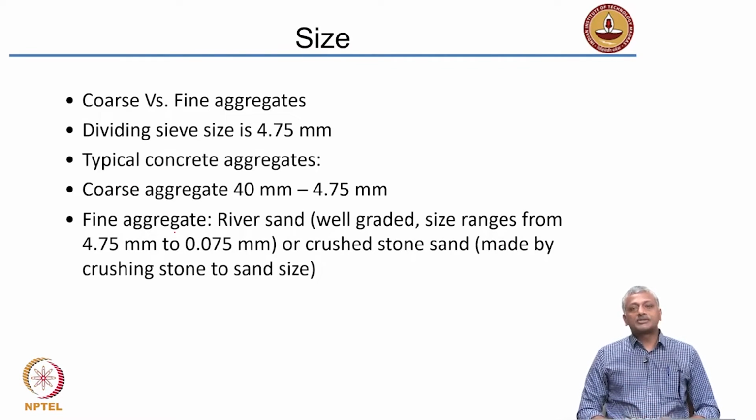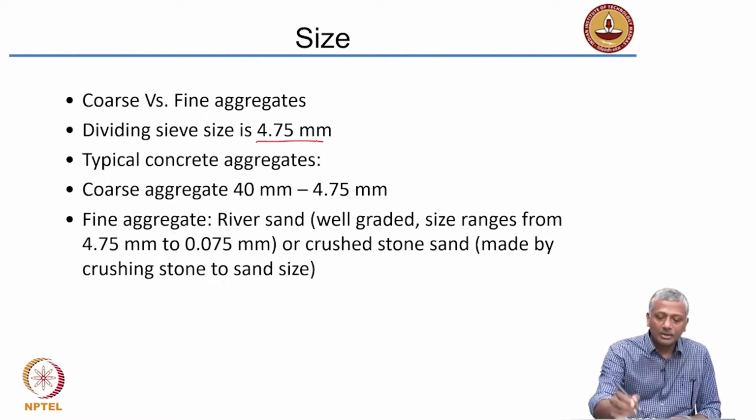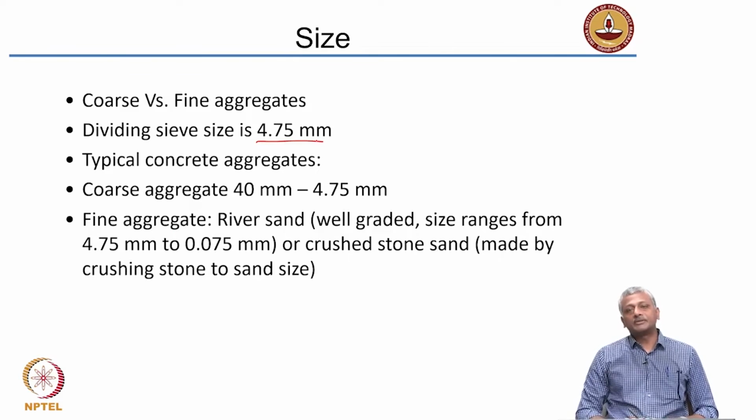First of all, based on size, we define aggregates as coarse aggregate and fine aggregate. The dividing size that we consider in construction is nearly 5 millimeters, or to be more precise, 4.75 millimeters. This number is derived from the size of the sieves that were created in the old English system of units, that is the inch system. Because of that, we have this vague 4.75 millimeter size. Nevertheless, this has now become a standard to classify any material above this size as coarse aggregate and any material below this size as fine aggregate.